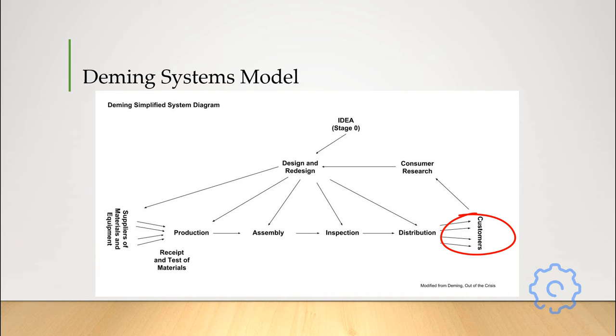The customer receives and subsequently uses the product, whereupon the organization consumer research function gathers product usage information in the form of such tools as surveys and direct customer feedback. This information is subsequently provided to the design and redesign function, which uses this information to redesign the product and provide updated requirements to organizational elements to update the product design.